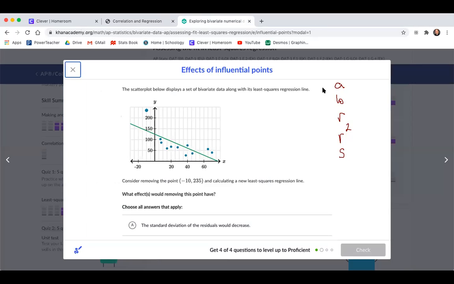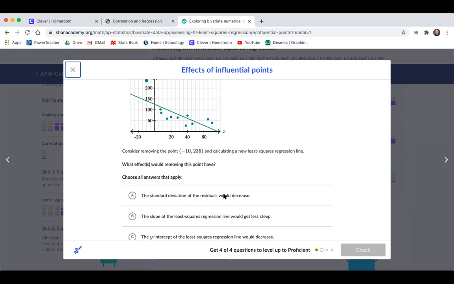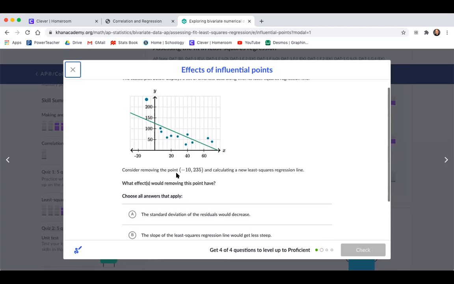I'll clear the stuff over here. So here's a pretty standard question. Consider removing the point -10, 235, and calculating a new least squares regression line. What effects would removing this point have? So the standard deviation of the residuals would decrease. And hey, so that is definitely going to be true.